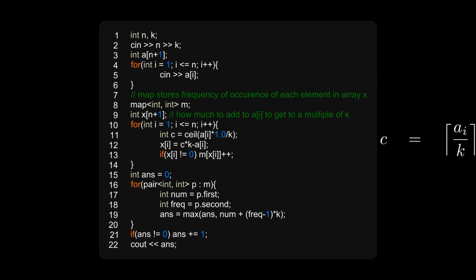After that, we initialize answer with 0 and iterate through all pairs in the frequency map and calculate the maximum increment needed for a particular value in the map. Our answer will be the maximum over all such values needed, because x will have to be as much as the greatest value to be incremented.